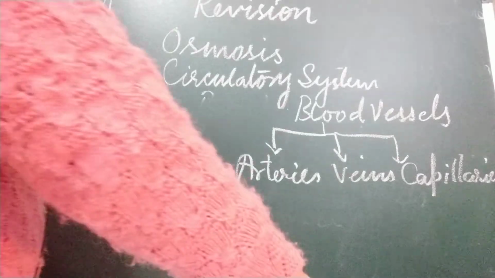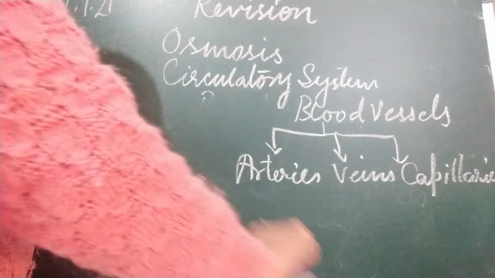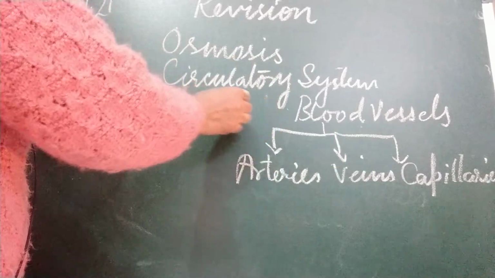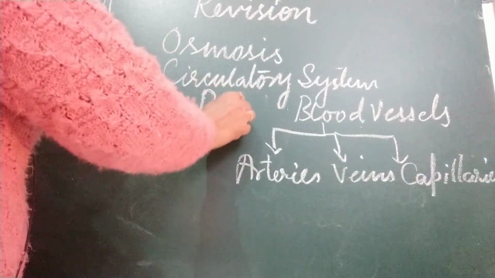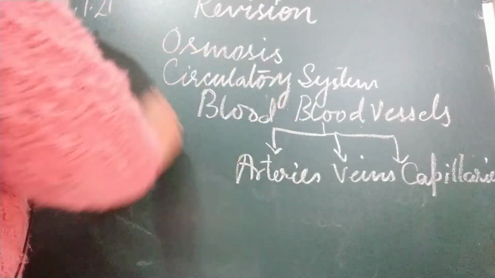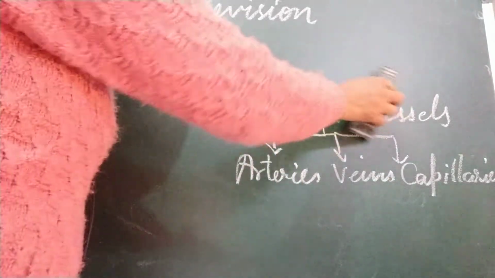Now children, we are going to discuss the heart. The third part of the circulatory system. First is blood, second is blood vessels and third is the heart. So we are going to discuss the heart now.